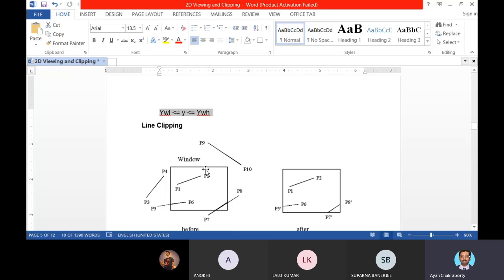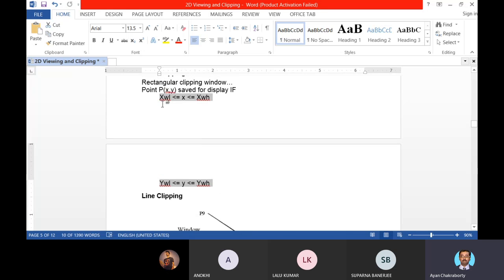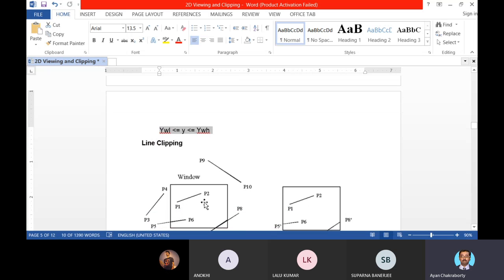Just like that, we will check point P2, point P9 and point P10. As you can see here, for points P1 and P2, both points will be within the range of XWL and XWH and YWL, YWH. So both of these points P1 and P2 are completely inside the window frame. So we can easily say that the straight line P1, P2 is completely within the window frame and completely visible to the viewer.